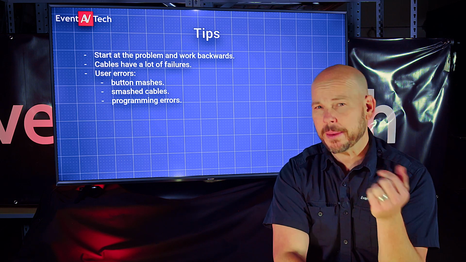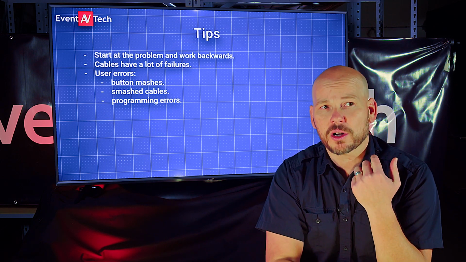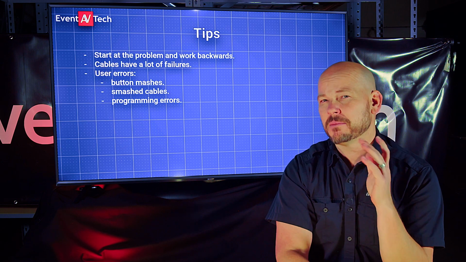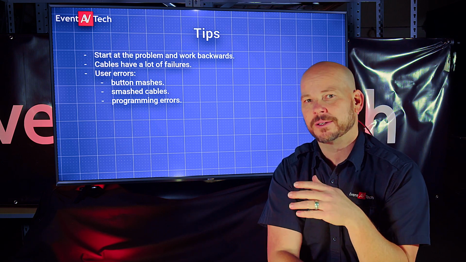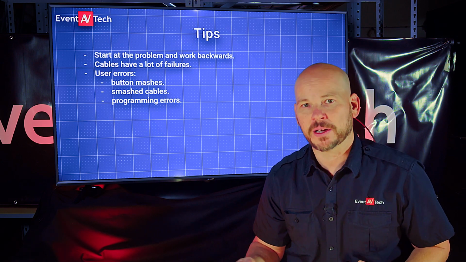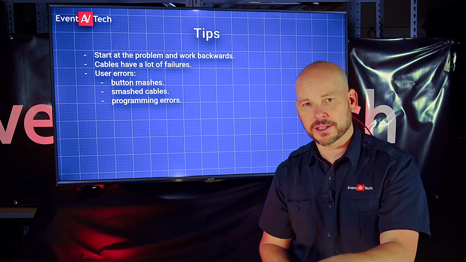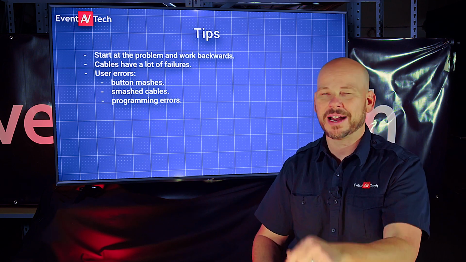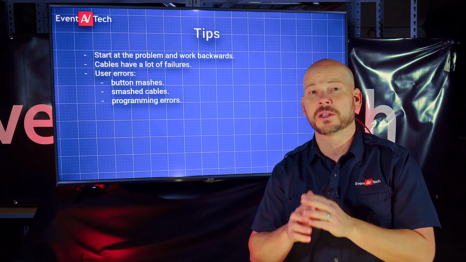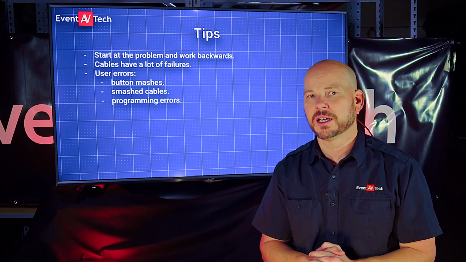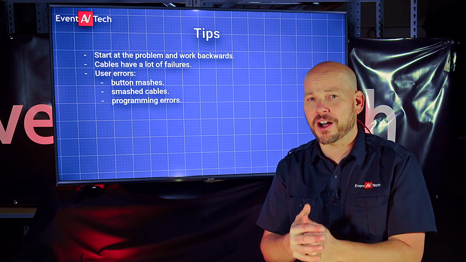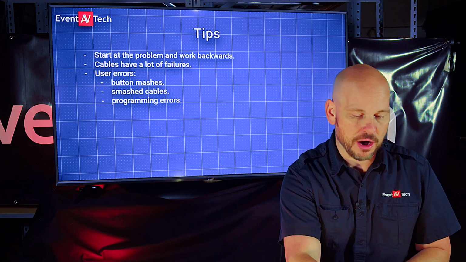You could have programming errors. Programming errors are typically found in the commissioning process, but sometimes we don't test everything perfectly, and so we think that this button's supposed to be going to that location, but in reality that button's going to a different location, and it's the user that finds that. And so we've got to be prepared for programming errors.